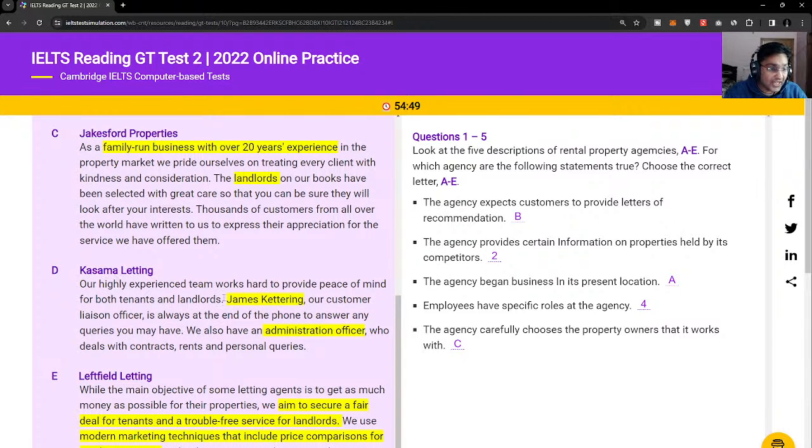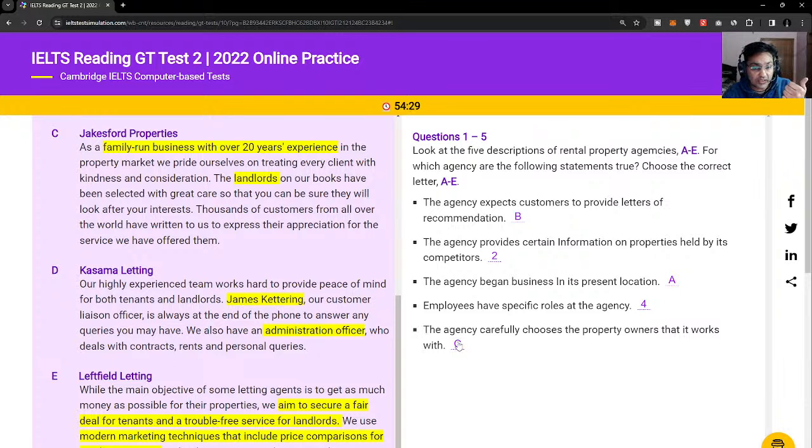Kasama letting. Our highly experienced team works hard to provide peace of mind for both tenants and landlords. James Kettering, our customer liaison officer, is always at the end of the phone to answer any queries you may have. We also have an administration officer who deals with contracts, rents, and personal queries.